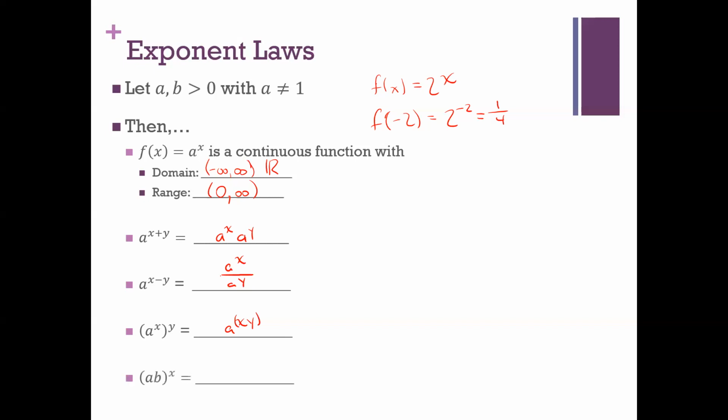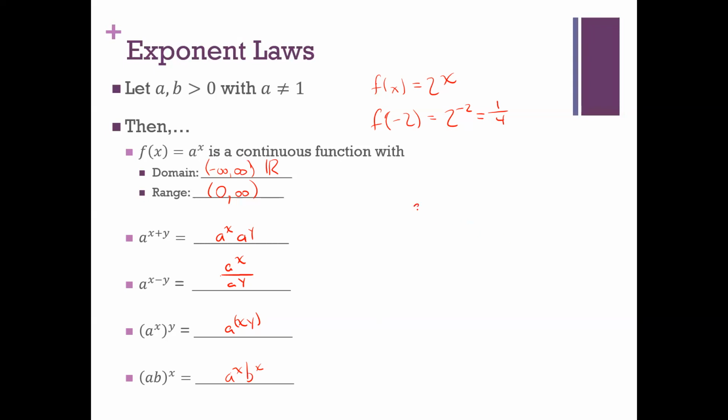All right. Oh, and then I have a times b to the x. Can I simplify that in any way? Or do I have to keep that parentheses there? A to the x times b to the x. Yeah, I'm not trying to trick you.